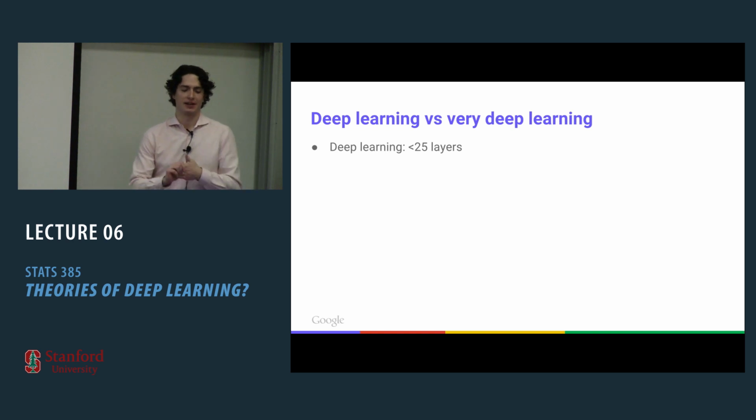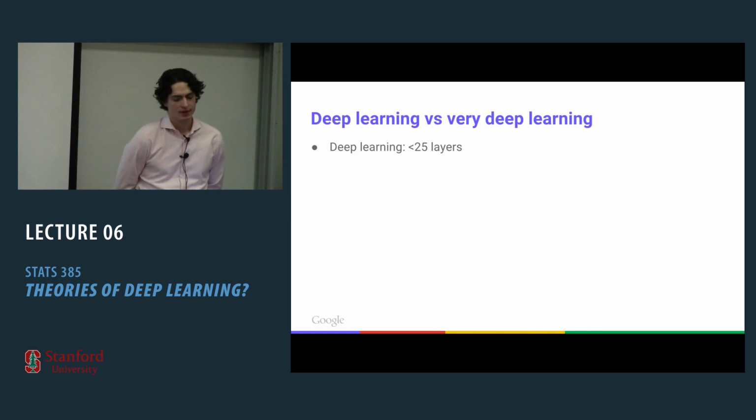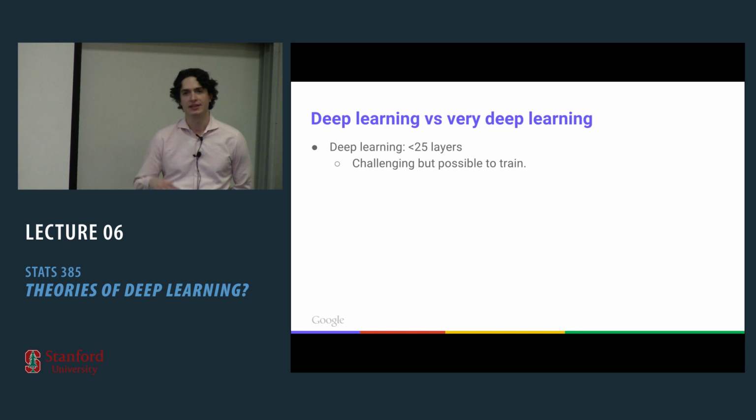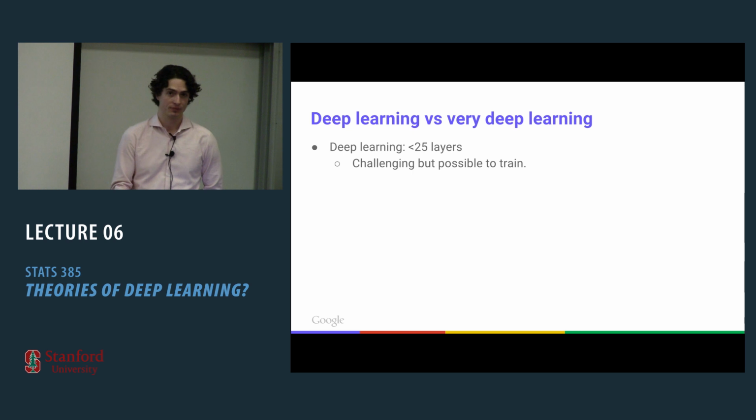And so let me just say kind of arbitrarily that deep learning corresponds to neural nets with, say, fewer than 25 layers. What I mean by this is basically the depths for which training is feasible without using any really special tricks or architectural hacks, and may take quite a while, but it can be done relatively easily.